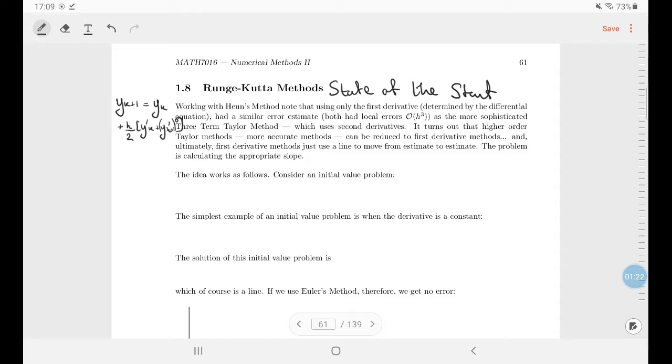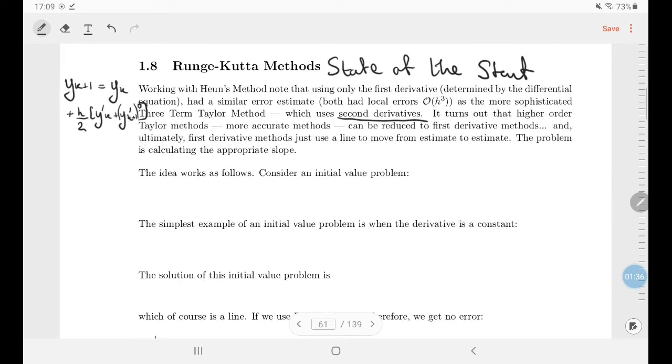And note that it has a similar error estimate, local errors order h cubed, global errors order h squared, as the more sophisticated three-term Taylor method, which used second derivatives. And remember, calculating the second derivatives is a bit of a pain because you have to do implicit differentiation. It turns out that higher order Taylor methods, more accurate methods, so you can go to a four-term Taylor method, which needs a third derivative, which is local errors order h to the 4, which is really, really good.